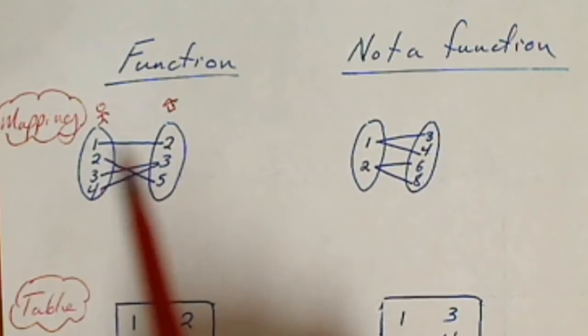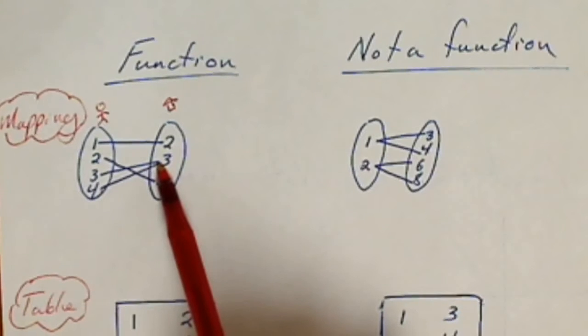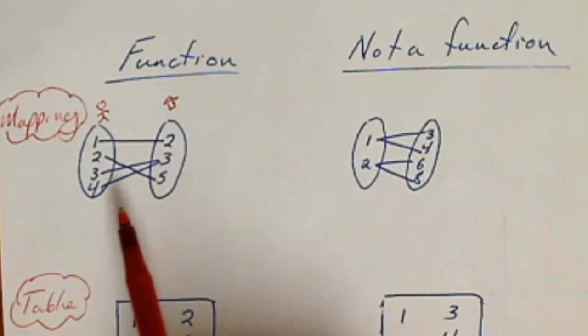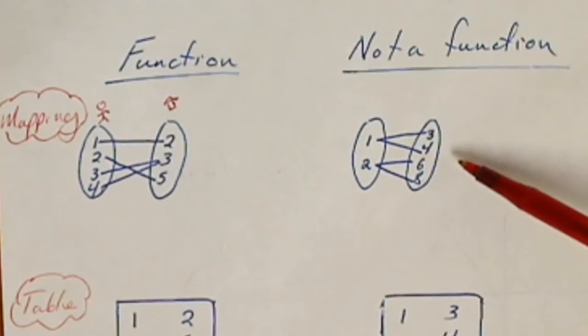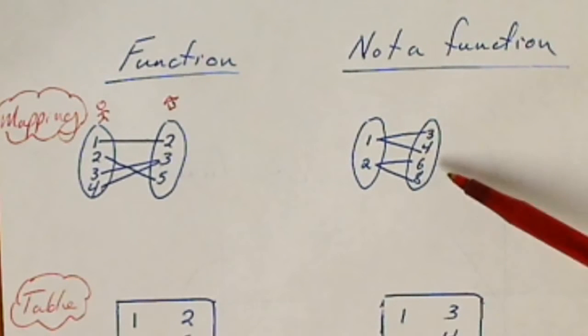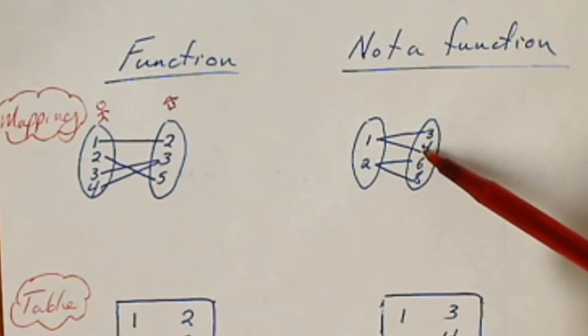All right, we have 1 going to 2, 2 going to 5, 3 going to 3, and 4 going to 3. The fact that we have 2 x coordinates or 2 people going to the same place, that's fine. That's a party, right? But what you can't have is the same person going to 2 different places at the same time, like this. This would be an example of a mapping that's not a function because we have 1 going to 3 and to 4 at the same time.